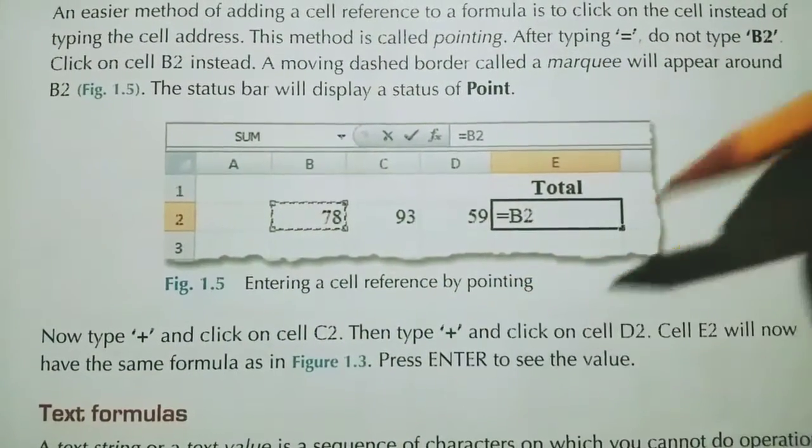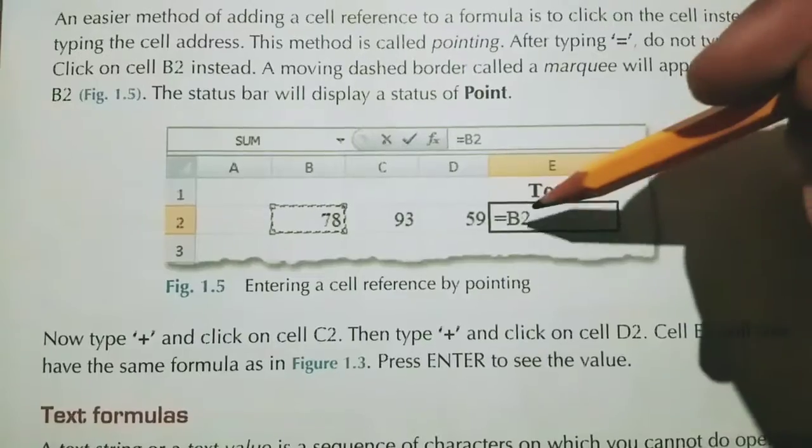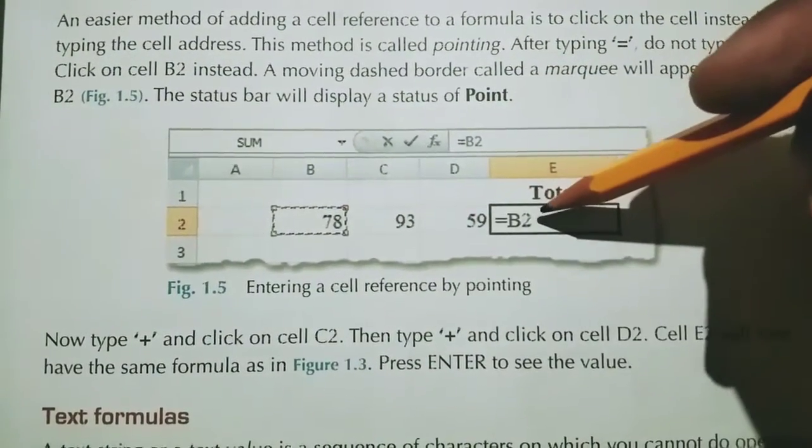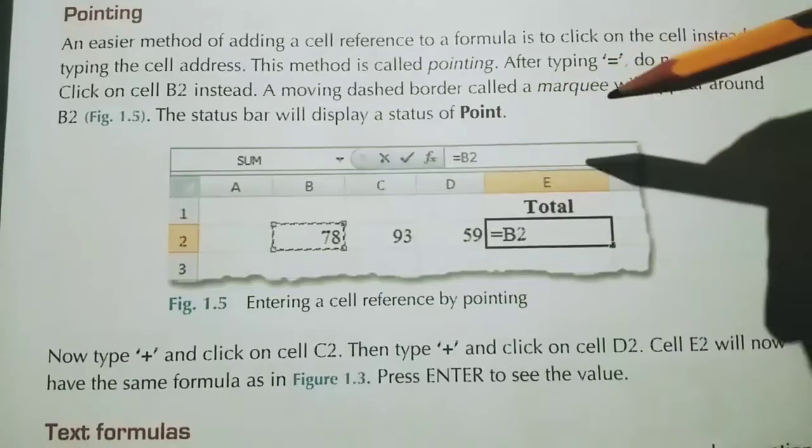Now press enter to see the value. After you press enter, you will get the total value here. It will add all the numbers and the value will appear. This is one method of pointing.